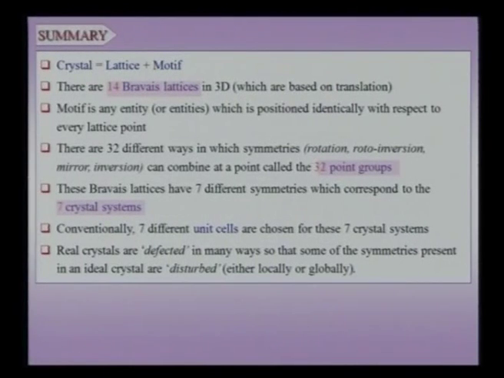So just to highlight the important points: the 14 Bravais lattices, the 32 point groups, the 7 crystal systems, and of course, though we have not dealt with it in detail, there is another number which comes up, which is the 230 space groups.